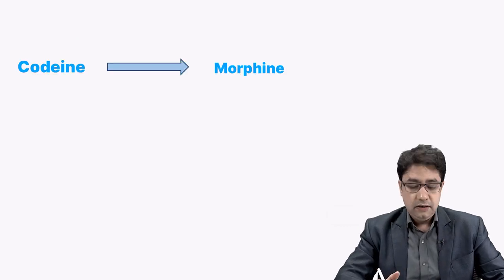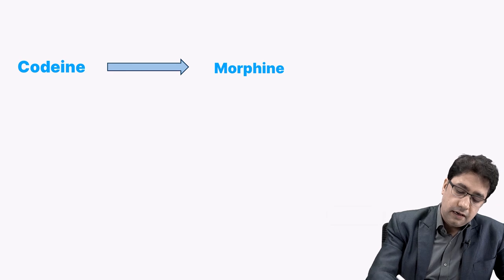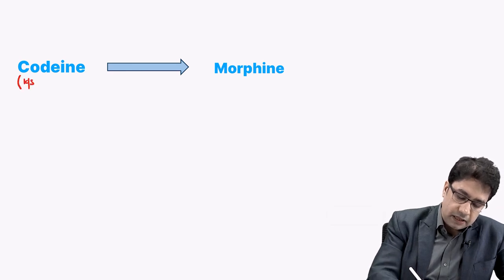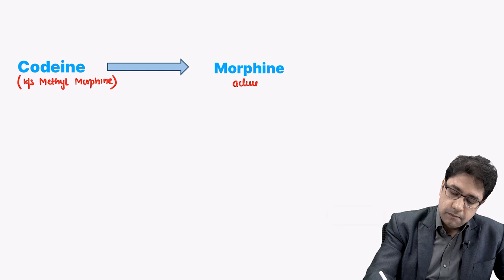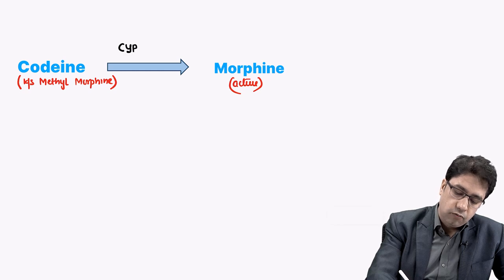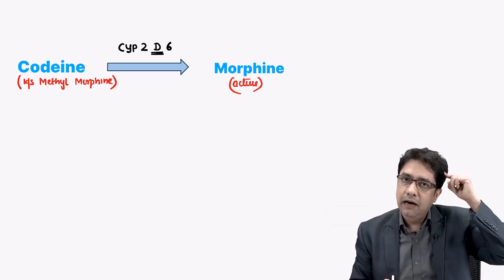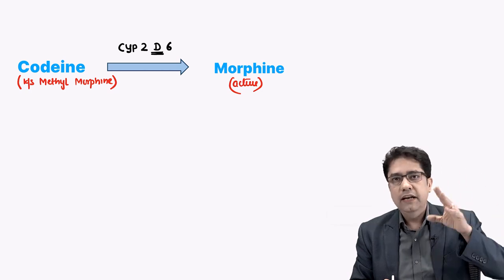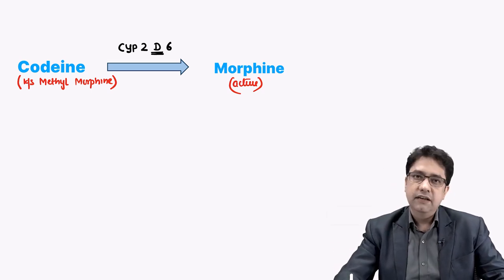Now let's talk about codeine, another natural opioid obtained from the Papaver somniferum plant. Remember, codeine is also known as methyl morphine. And the active form of this codeine is morphine. Inside the body, codeine gets converted into morphine by the CYP2D6 enzyme. How can we remember? D means dimag, dimag means brain. So codeine and morphine, dimag wale drugs, are converted into the active form by CYP2D6.